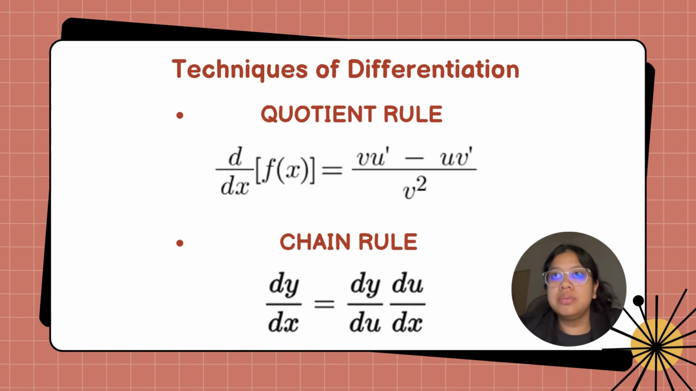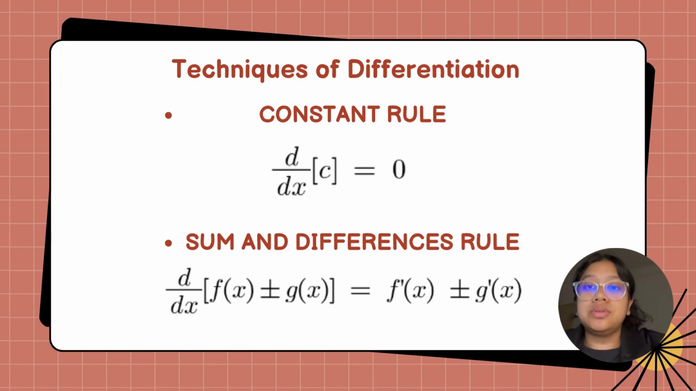Then we have the quotient rule, which is used for functions written as one function divided by another. The formula is d/dx f(x) = (vu' - uv')/v^2. And then we have the chain rule, when one function is inside another function. The formula is dy/dx = dy/du times du/dx. Next we have the constant rule, where any constant value does not change, so the derivative is 0. The formula is d/dx c = 0.